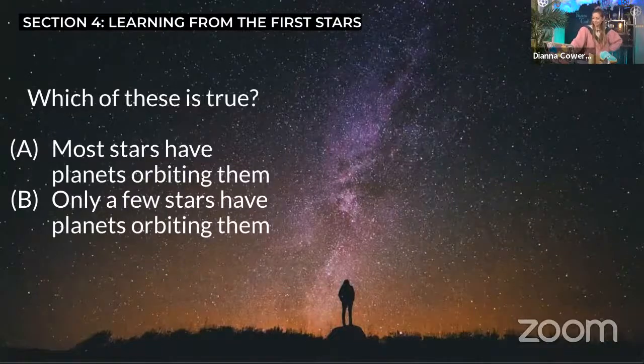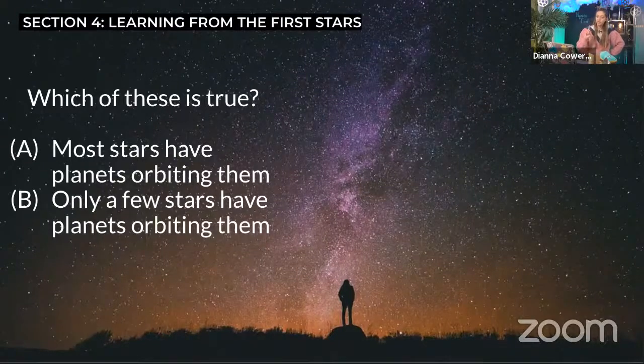Next question. Which of these is true? A, most stars have planets orbiting them. Or B, only a few stars have planets orbiting them. So obviously our sun, it's a star. It has planets orbiting it. It's got our planet Earth, and it's got Mercury and Jupiter and Venus and a bunch of different planets. Which of these is true? I'm seeing a couple different answers, but I think I'm mostly seeing that most stars have planets orbiting them.